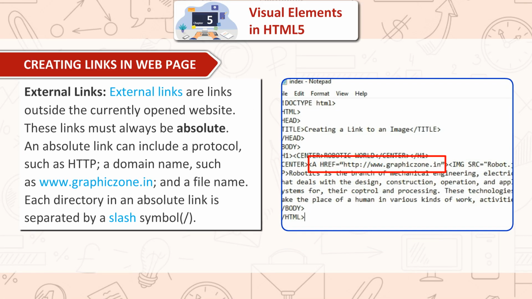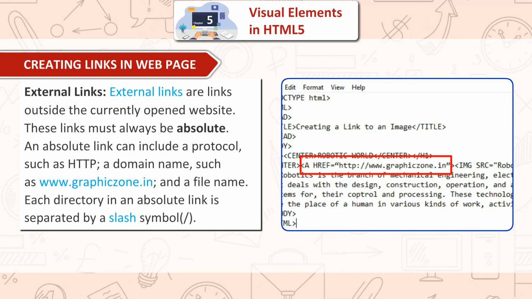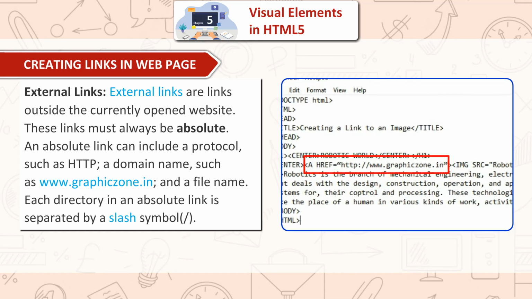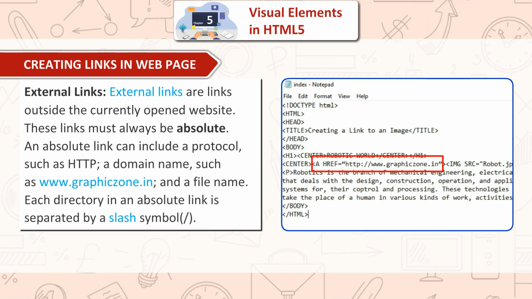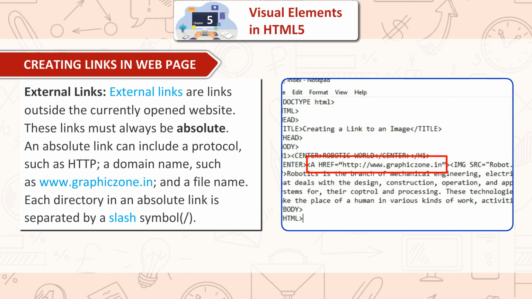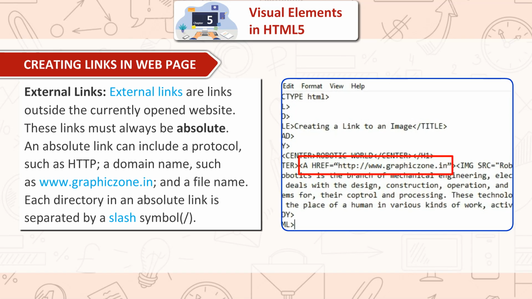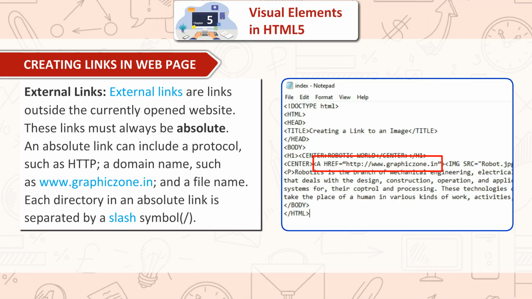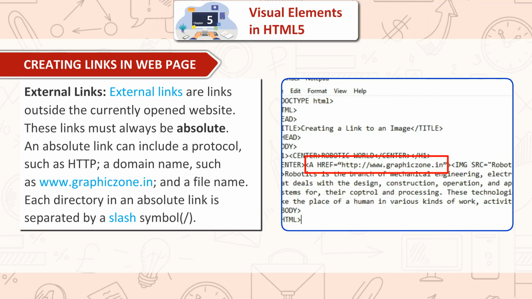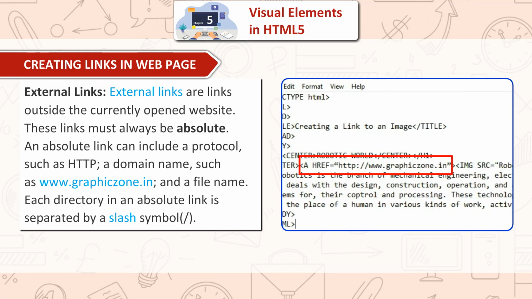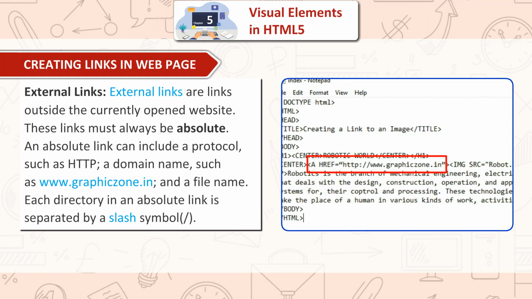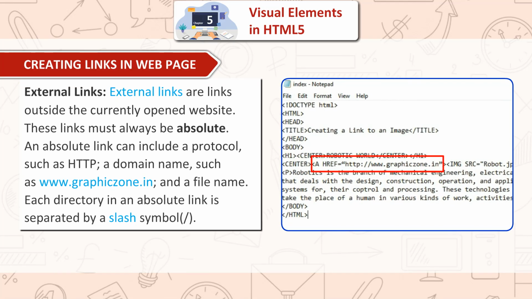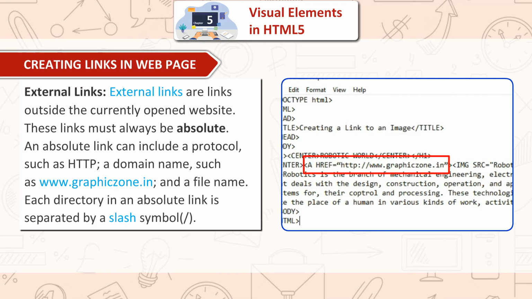External links. External links are links outside the currently opened website. These links must always be absolute. An absolute link can include a protocol such as HTTP, a domain name such as www.graphiczone.in, and a file name. Each directory in an absolute link is separated by a / symbol.